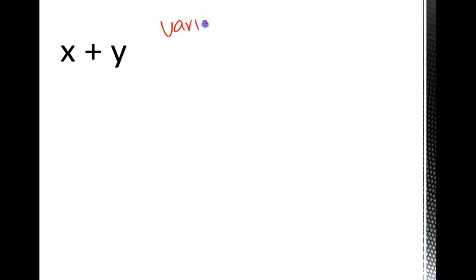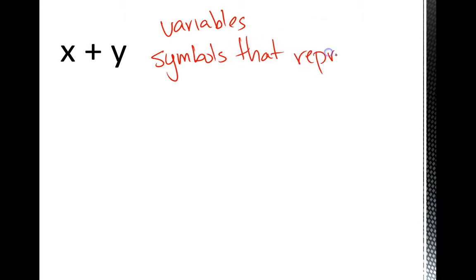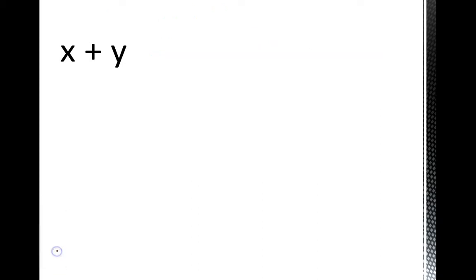And what variables are is they are symbols that represent unknown numbers. So variables are symbols that represent unknown numbers. So x stands for some number, but we don't know it. Y stands for some number, but we don't know it. Those are variables.